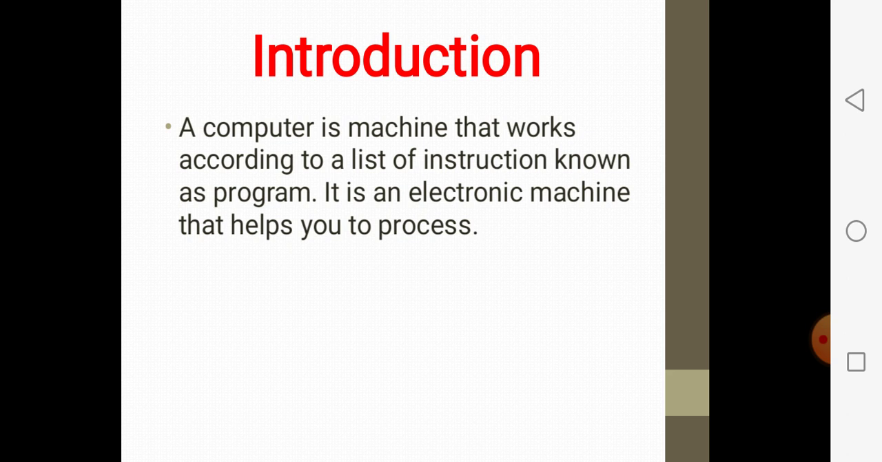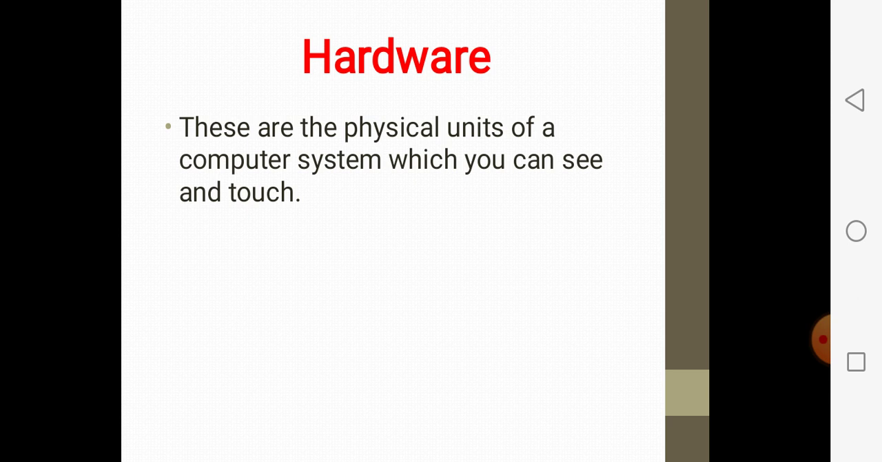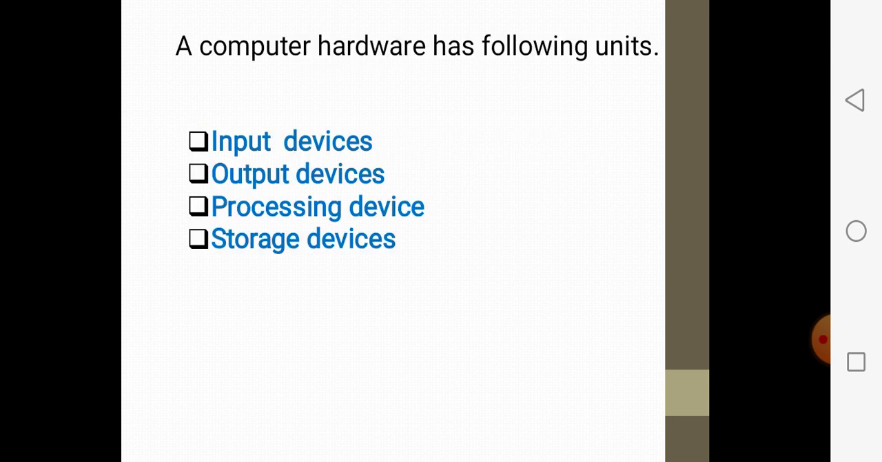A computer system has two main parts which together make it work. The first one is hardware and the second one is software. So what is hardware? These are the physical units of a computer system which you can see and touch. It means the parts of the computer you can see, touch and feel. All those parts are called hardware. In hardware there are four types of units: input devices, output devices, processing device, storage device. From all of these, today we are going to learn about input devices.